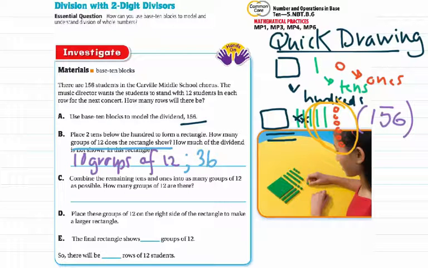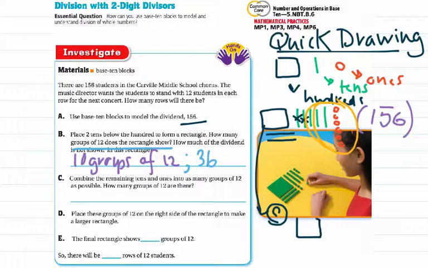Now in step C, it says combine the remaining tens and ones into as many groups of 12 as possible. You might say, well, why are we doing groups of 12? Well, students, the reason we're doing groups of 12 is because that is what we started with here. We took 2 tens and we placed it here. We made 10 groups of 12. So what we're going to do is redraw this. I'm going to draw this down here and label it step C.